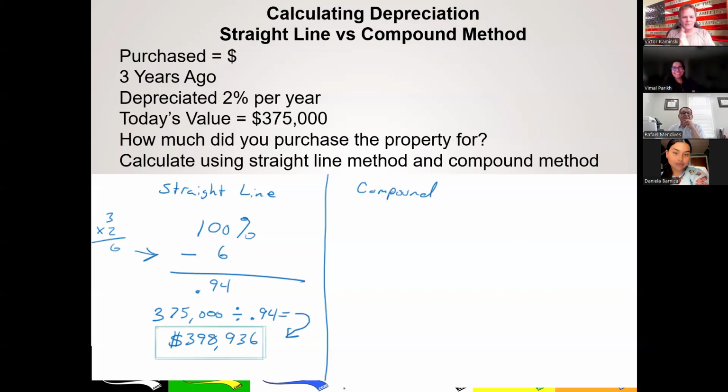That's okay. We got to do the problem once for each year. So 100 minus 2, because it's a 2% depreciation, and then you do it once for each year. One for each year. So 382,653, 390,462, 398,430.